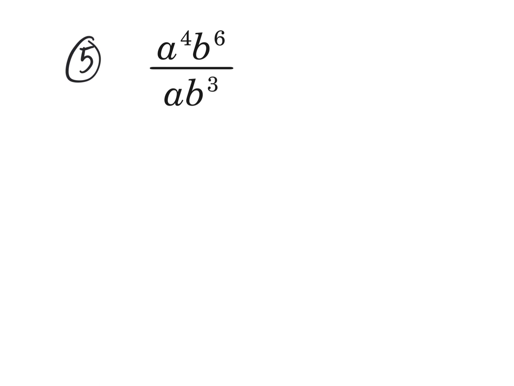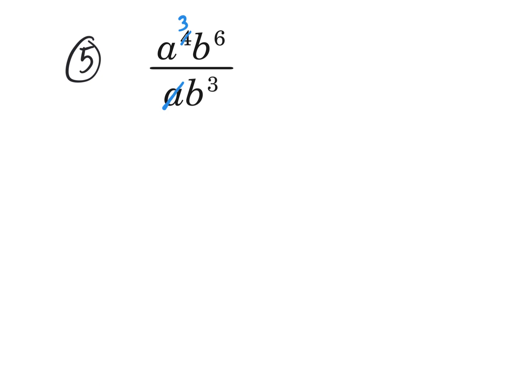So the reality is you have A's on top and on bottom, but there's 4 of them up on top and only 1 of them on the bottom. So one of these A's on the bottom completely cancels with one of the 4 up on top, leaving you 3 left over up on top. So your answer is A to the 3rd. No more A on the bottom.